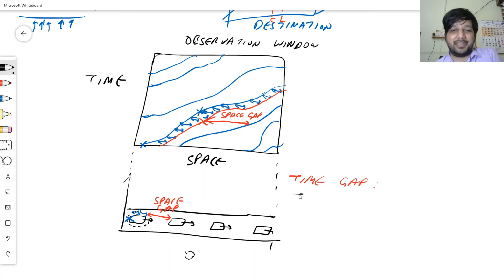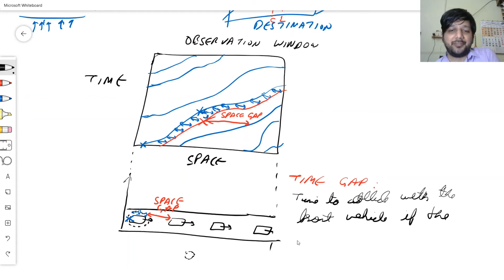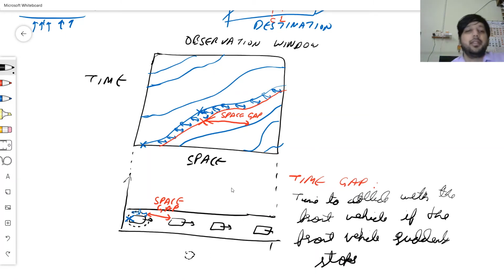So the time gap is the time to collide with the front vehicle if the front vehicle suddenly stops. So that's the front vehicle, and what really happens is that I say the front vehicle will suddenly stop at a point of time. So at a point of time, let's say the front vehicle absolutely suddenly stops, and because it suddenly stops, this is the one that stays over here itself.